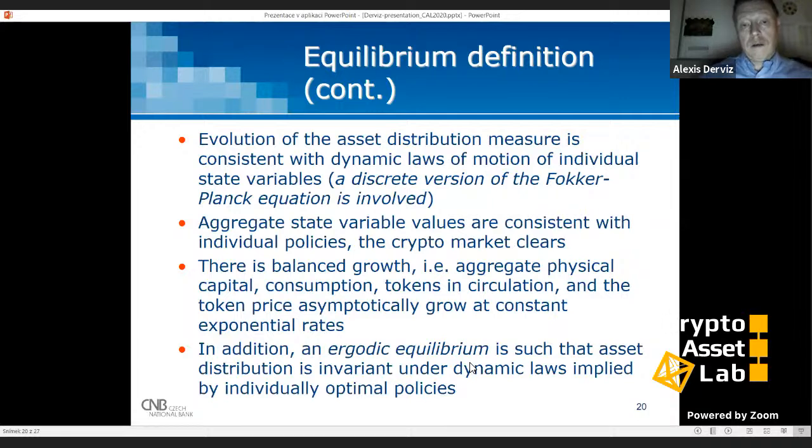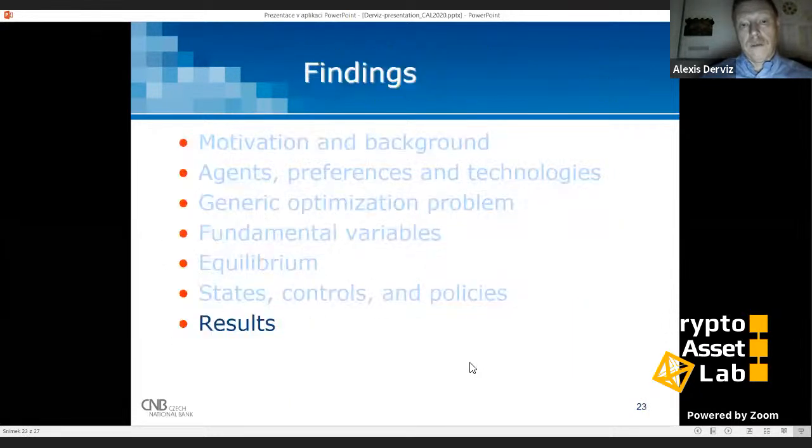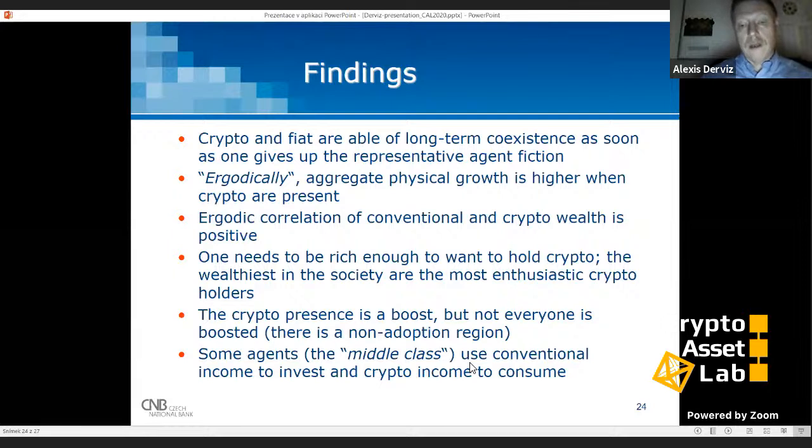Then one can talk about the ergodic distribution, what happens after many iterations of this procedure. So the main findings are that crypto and fiat assets, fiat currencies, are capable of long-term coexistence as soon as one defines a heterogeneously rich population.